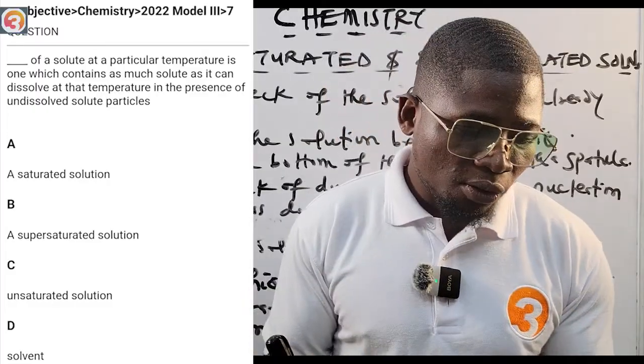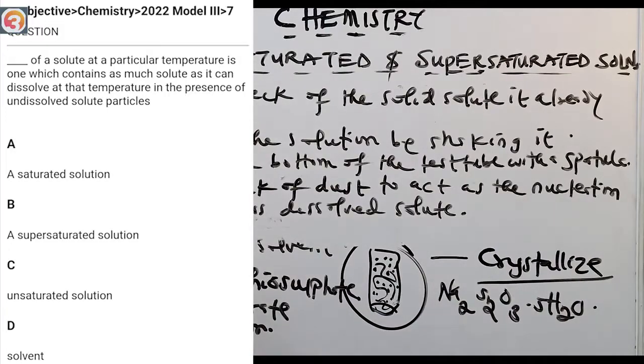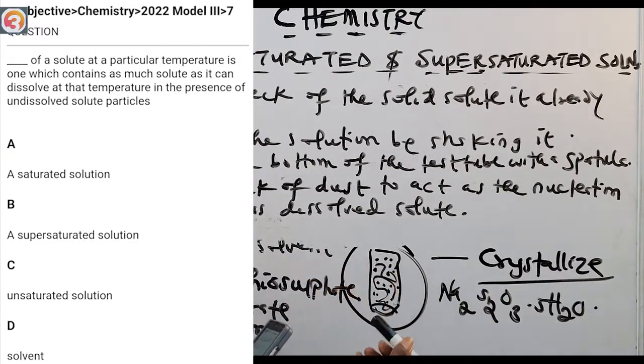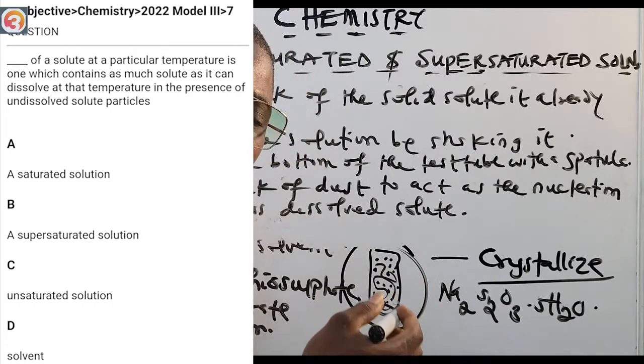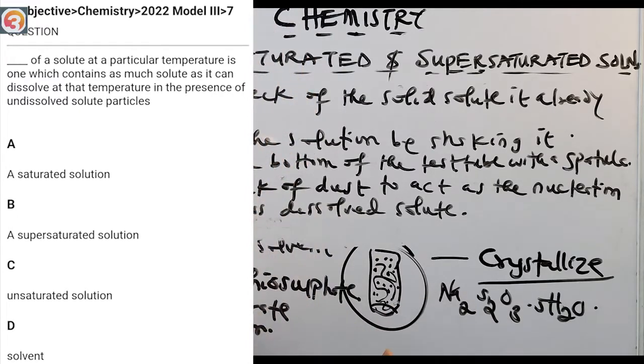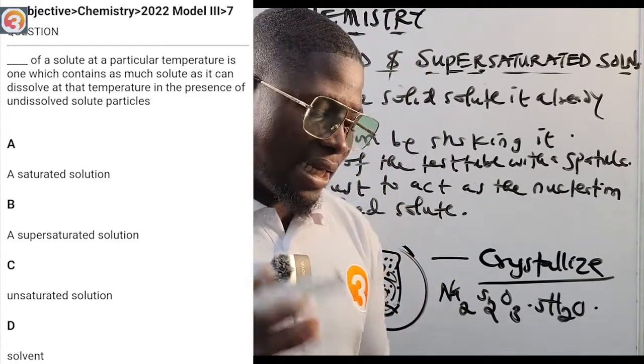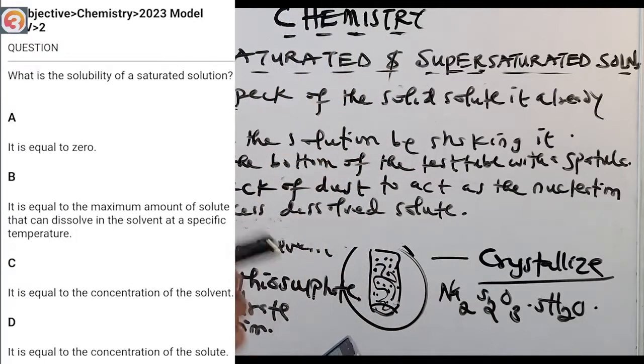It can't collect any more solute at that temperature in the presence of undissolved particles, because a saturated solution has received as much solute as it can dissolve. So in the presence of undissolved solute particles, those undissolved particles are seen in the solution. So the answer will be a saturated solution. B, supersaturated; C, unsaturated; D, solvent. A, saturated solution, is correct.